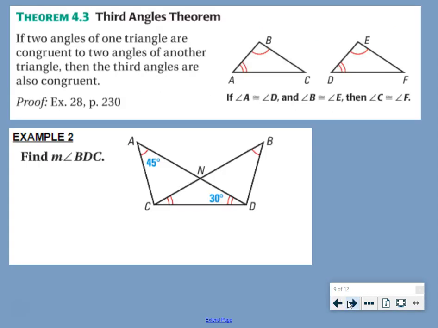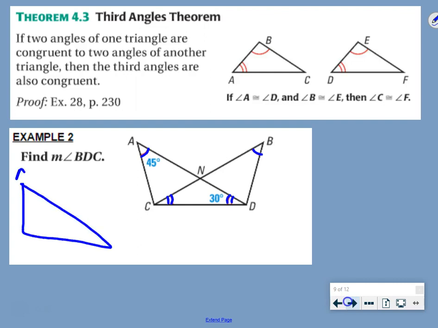Theorem 4.3, third angles theorem. If two angles of one triangle are congruent to two angles of another triangle, then the third angles are congruent, because then they're going to sum to 180. So find the measure of angle BDC. We have this angle is congruent to this angle, A is congruent to B. Then C is congruent to D. That means our third angle is going to also be congruent.